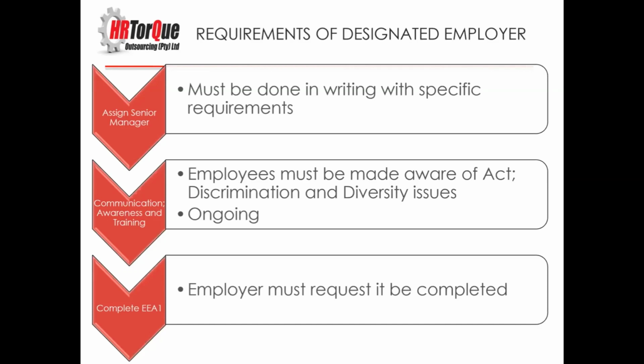Then the second requirement is to do communication, awareness, and training. So employees must be made aware of the Act, discrimination and diversity issues. This training, communication, and awareness isn't defined in the Act, in terms of how often it needs to be done or the format in which it needs to take place. But it is important that as an employer, you tell people about these things. So this could be done via a newsletter. It could be done via posters. You could have sessions on an annual basis.